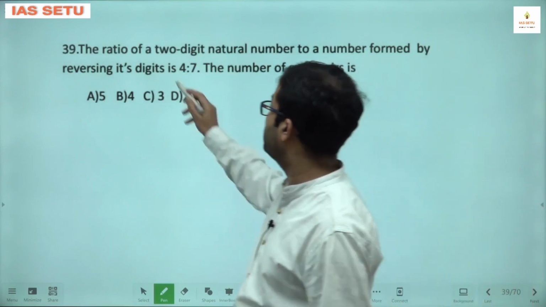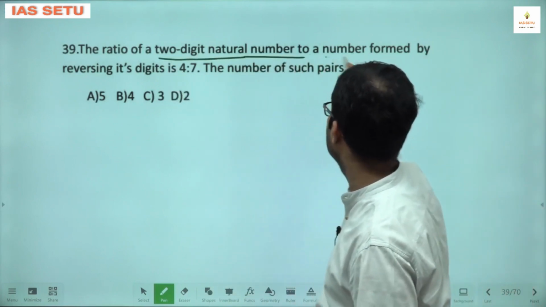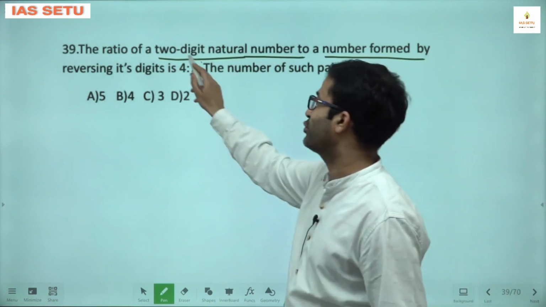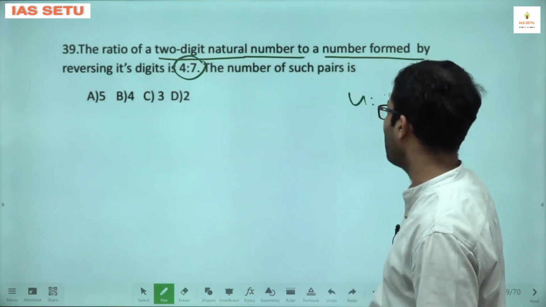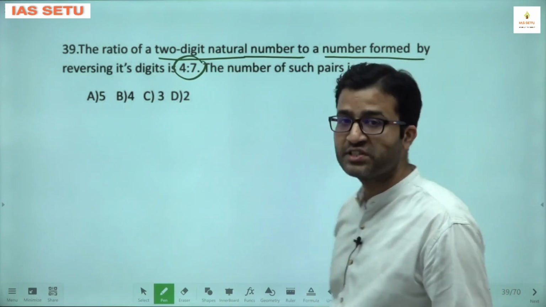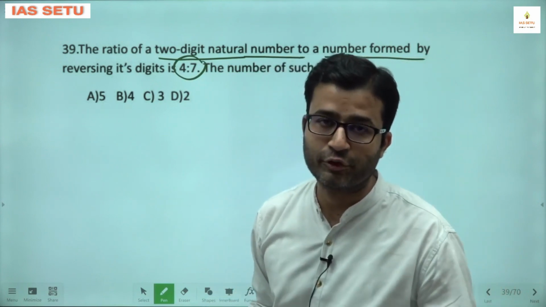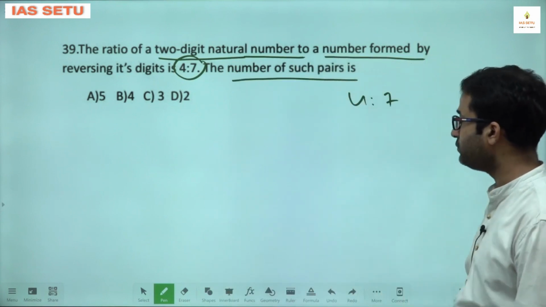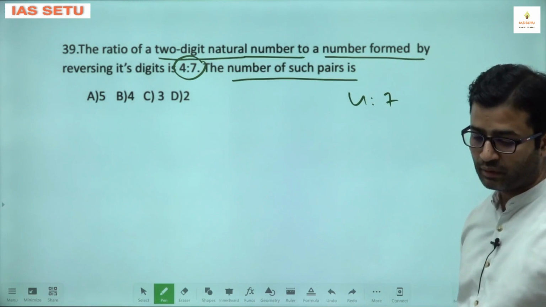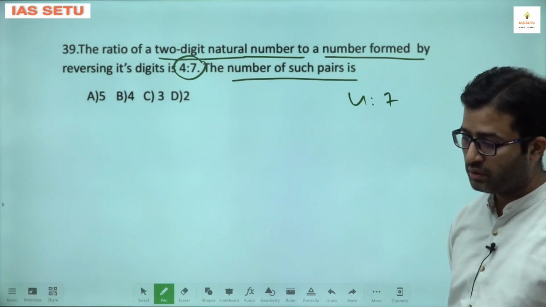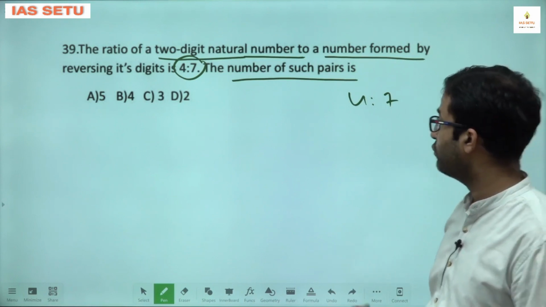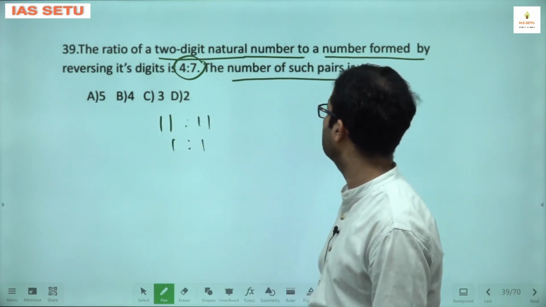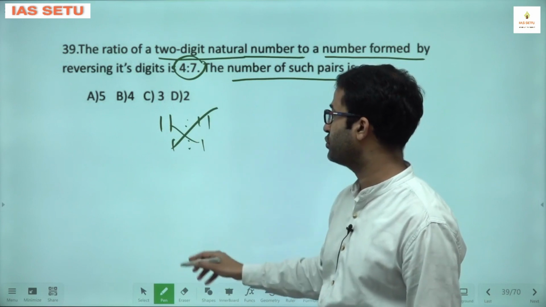Question number 39. The ratio of a 2-digit natural number to the number formed by reversing it is 4:7. I already told you in the last session, a 2-digit number 21, when you reverse it, is 12. The number of such pairs is, okay. Now here what we will do, we start with 11. When you reverse it, we get 11. Ratio is 1:1. Wrong. Ratio has to be 4:7.